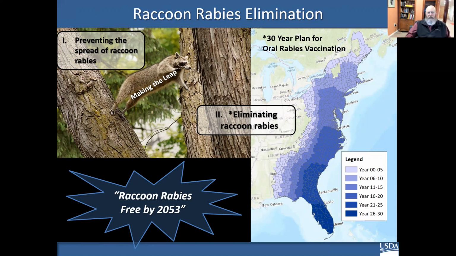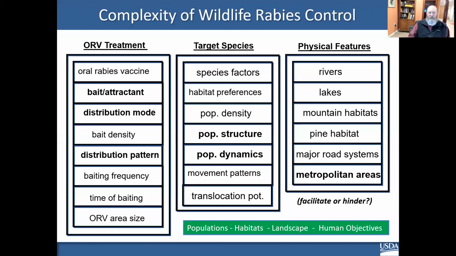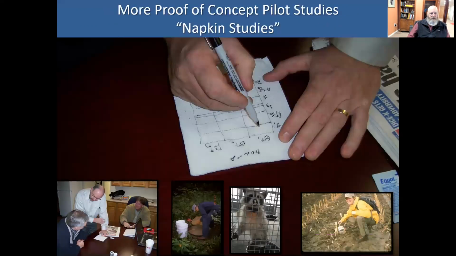And again, those kinds of time frames are hard to market because you have a lot to think about in terms of our treatments, target species, and the physical features of the landscape that could either facilitate or hinder your management action. So we've spent a lot of time working with our partners and researchers at NWRC looking at these various components for the target species, non-target species, as well as ORV treatment.